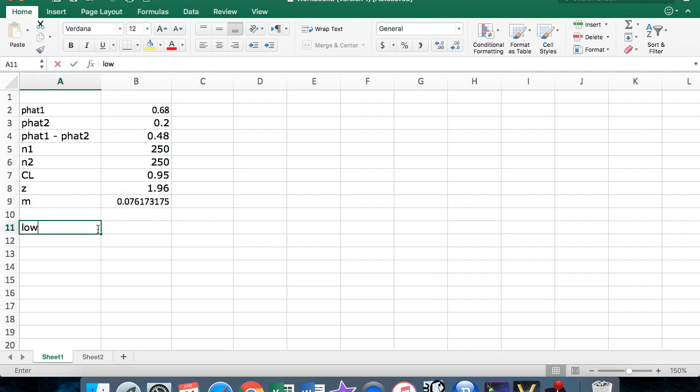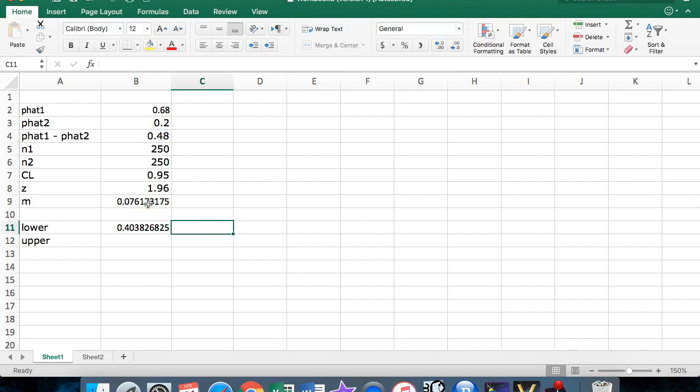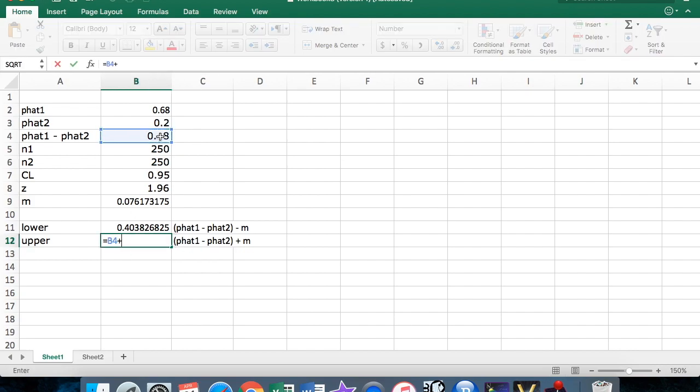So now remember, we need our lower and our upper. My lower is the difference, p-hat1 minus p-hat2, minus m. So it's your measure of center minus m, and then the upper is your measure of center plus m. So that would be the difference plus my m. And there you go. This is my lower and my upper.